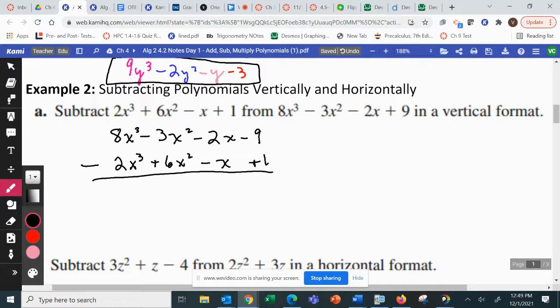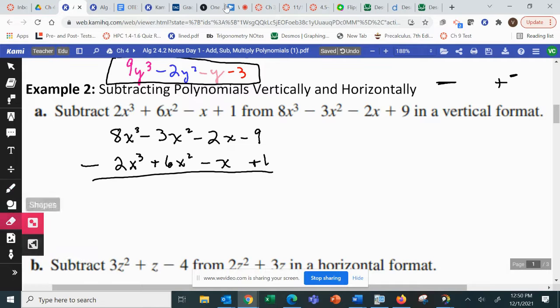So instead of just looking at each individual column and subtracting, which sometimes gets confusing, I like to change it into adding the opposite of that number. Instead of subtracting, I like to make it into plus and negative because I think adding is easier than subtracting. So I'm going to do that.